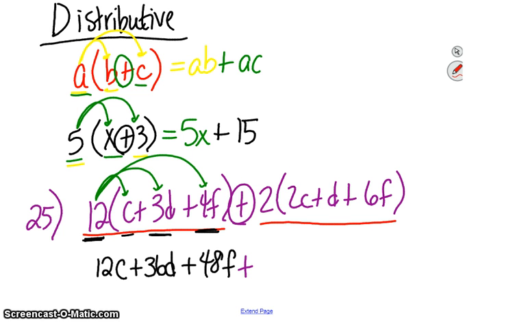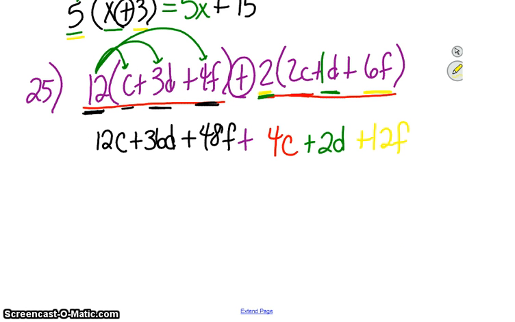And then 2 times 2C is 2 times 2, which is 4. Place the C behind it. 2 times D is 2 times 1D, which is 2D. And finally, 2 times 6F is 2 times 6, which is 12, and place the F behind it. Now I have done the distributive property, and I must complete the grouping, or the combining like terms.